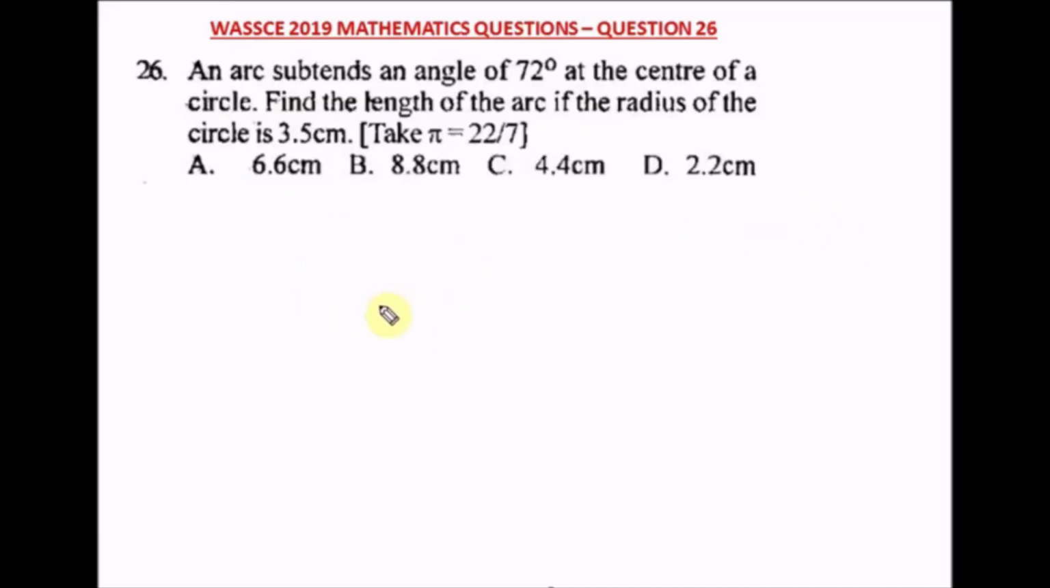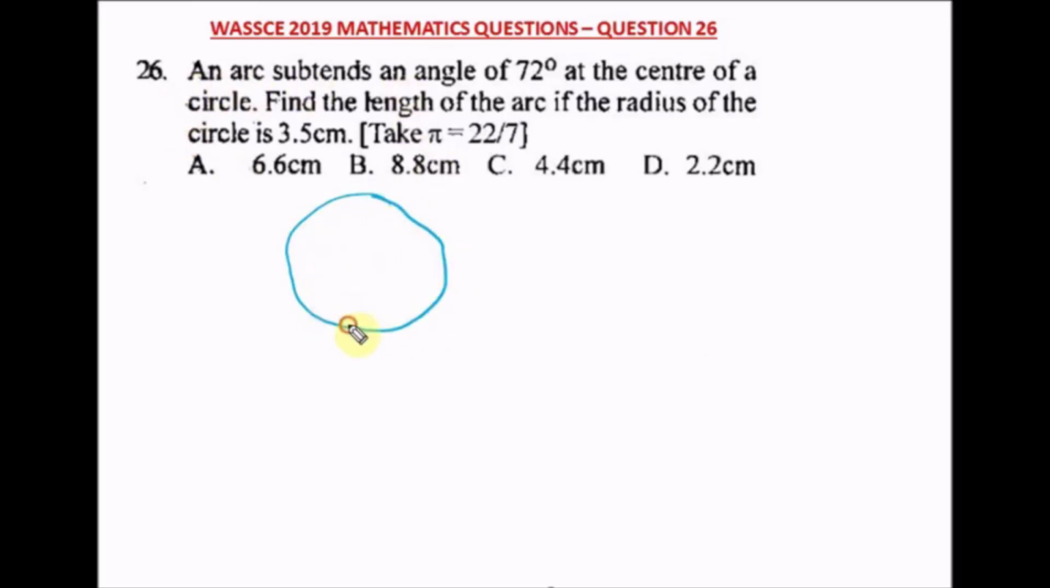Question 26 of the WAEC 2019 Mathematics Past Question. It says, an arc subtends an angle of 72 degrees at the center of a circle. So we have a circle. Let me erase this. Let's try to draw a circle. It won't be that perfect. Alright, so let's do this.